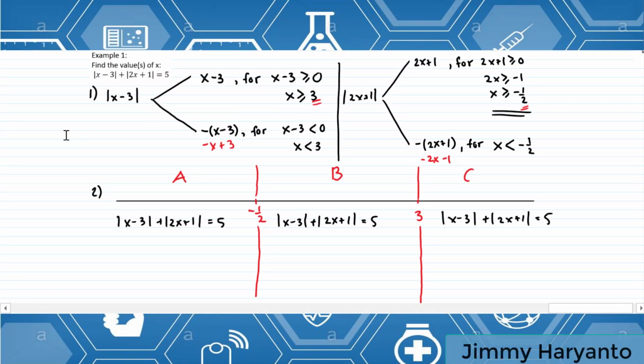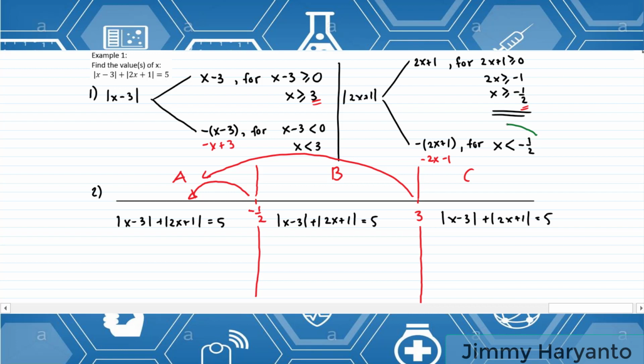First, we have to know the range of x for room A. For room A, it is on the left side of negative half, right? And it is on the left side of 3. So I can say room A is less than negative half. As we know, if the position is to the left of a number, then it will be less than. Okay, so room A is less than negative half.